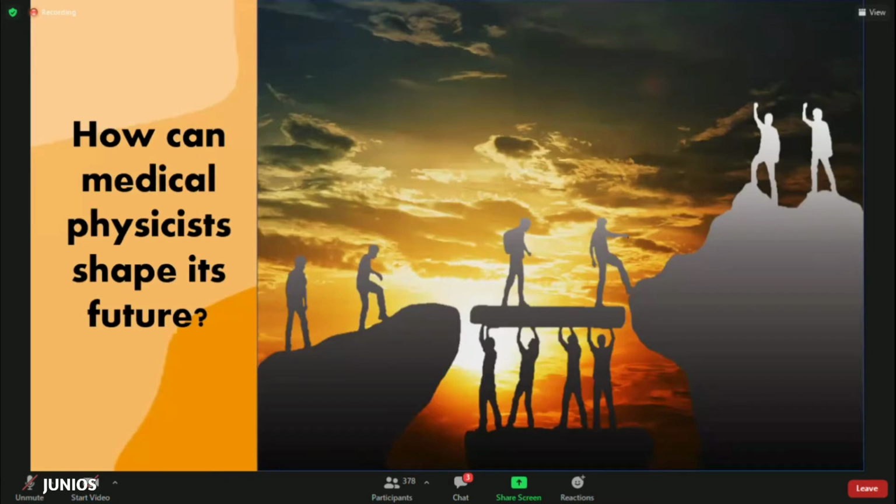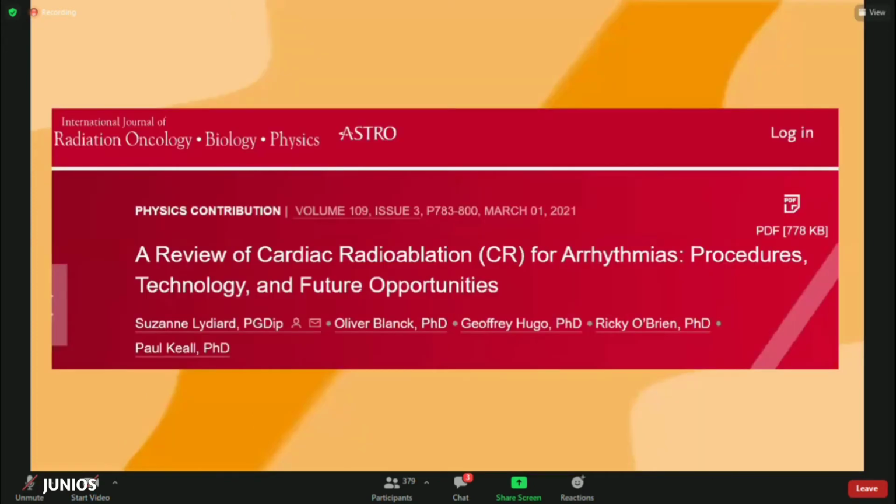To help illustrate this, I'm going to summarize the techniques and procedures used in clinical cardiac radioablation treatments and highlight knowledge gaps or potential technology advancements. Most of the content of this aspect of the talk is from this review paper that we published earlier in the year.